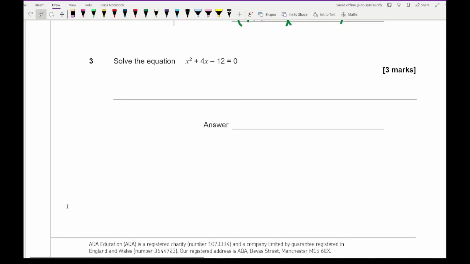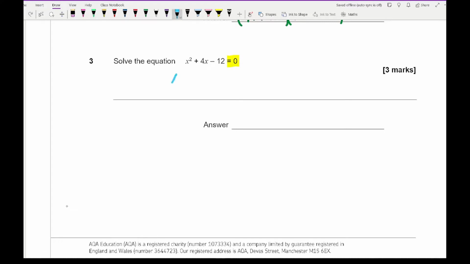Moving on to question 3, we need to solve this, and we can solve this by loads of different methods. You could use the quadratic formula if you really needed to, but I would say always try and solve it by factorizing. The first thing you also want to check is to make sure that it's equal to 0.